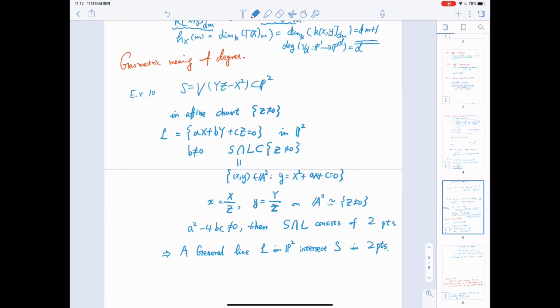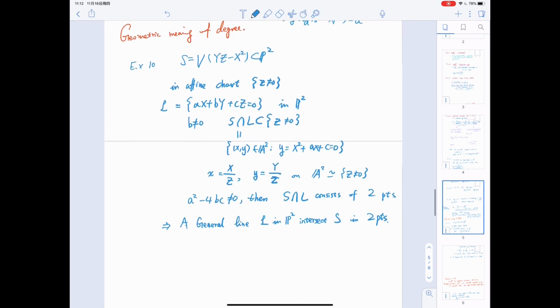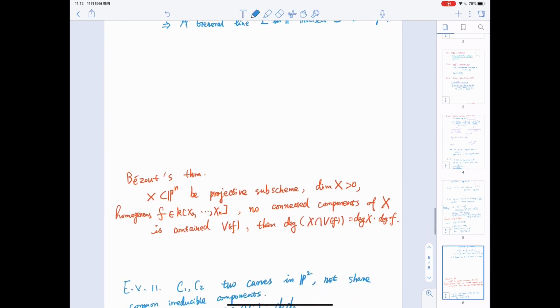The geometric meaning of the degree of a projective variety is best described by Bézout's theorem. The theorem is as follows. Let X be a projective subscheme. The dimension of X is greater than 0. Let F be homogeneous such that no connected component of X is contained in V(F). Then the degree of X intersect V(F) is the degree of X multiplied by the degree of F.